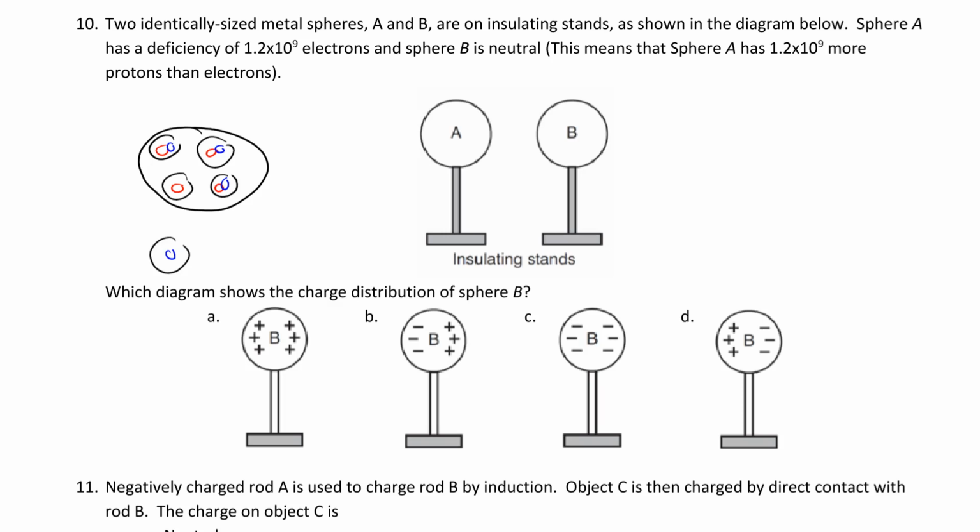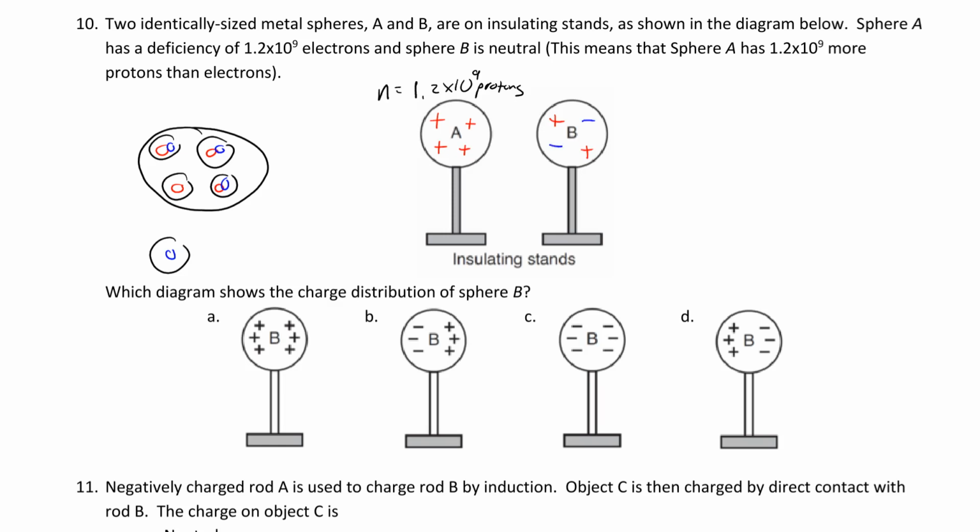So it's the same magnitude, right? If it says it's deficient 1.2 times 10 to the 9 electrons, that means it has an excess of 1.2 times 10 to the 9 protons. All right, but I wouldn't even really say positive. It's just the number of electrons, right? So N is equal to that. And B is neutral. Okay, so A is positive. Boom, we understand that now. This guy is neutral.